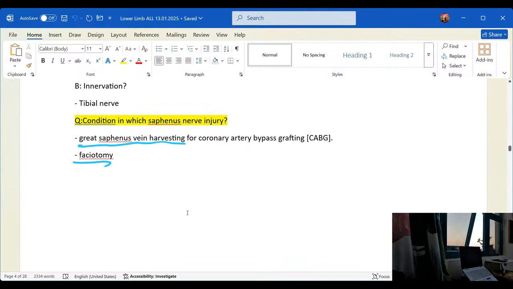Saphenous nerve injury. Great saphenous vein harvesting for coronary artery bypass grafting and fasciotomy.